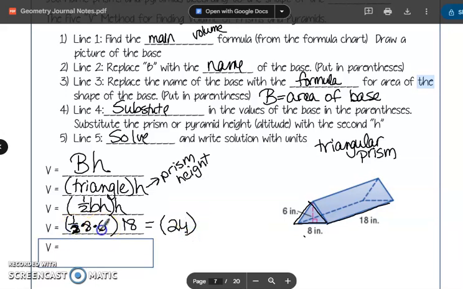Or I can do half of 6 is 3. 3 times 8 is 24. Just see how many ways there is to find the area of that triangle? Super easy. My last step is to multiply these 2 numbers, 24 times 18.